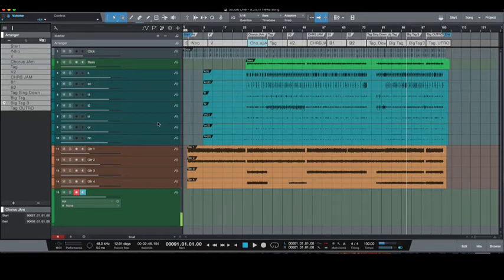Now remember, I did this with the low latency. I set it to 32 block size. And this is what I did.